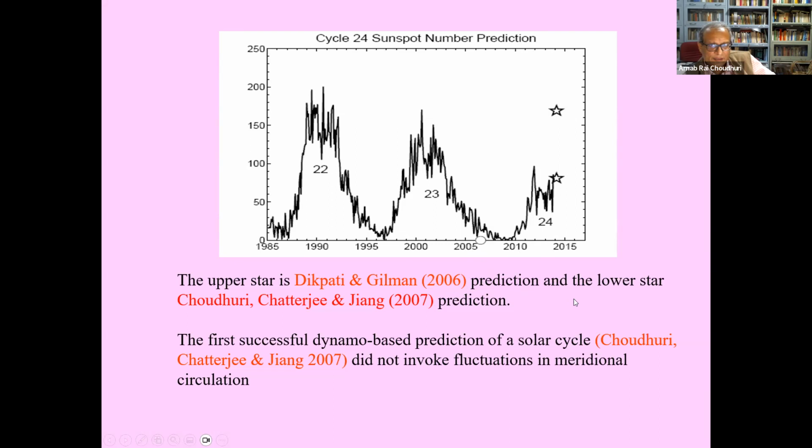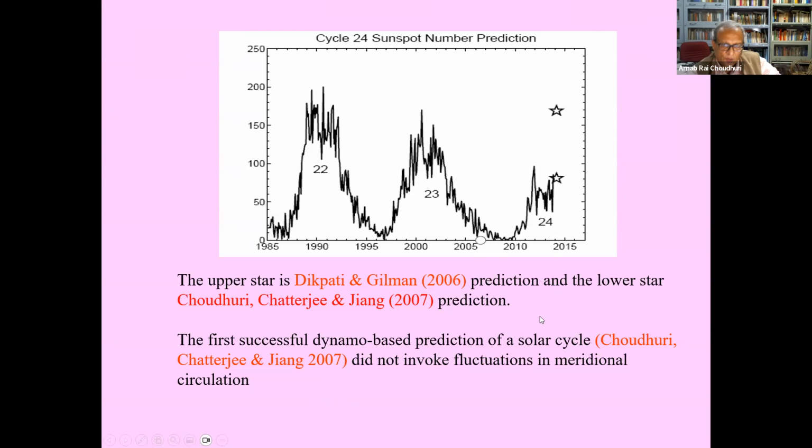But we felt that some of the assumptions in the model were not correct. By using the idea that the fluctuations in the Babcock-Leighton mechanism are the source of the irregularity, we were able to come up with a different prediction, that the next cycle would be a somewhat weaker cycle. According to our prediction, the amplitude of the next cycle would be something like this. And eventually, when years went by, we found that the Sun almost hit our prediction like a bullseye. I would say that this is, in the history of the subject, the first successful dynamo-based prediction of a solar cycle before its onset.